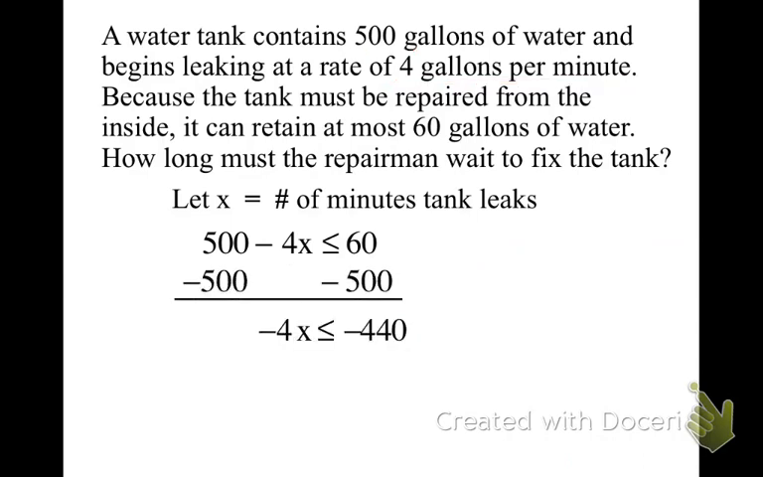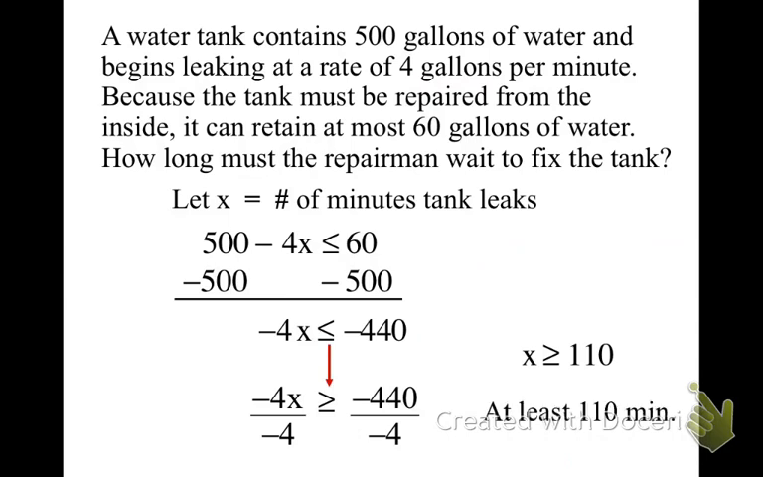I'm left with negative 4x is less than or equal to 440. Divide both sides. Remember, when we divide by a negative, we have to flip the inequality. And we are left with x is greater than 110. Now, take it back to the story. What does that mean? That means it has to be at least, greater than or equal to, 110 minutes.